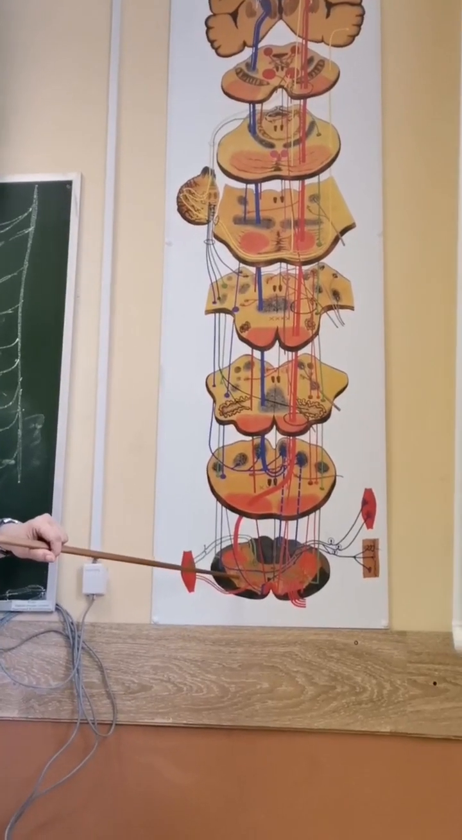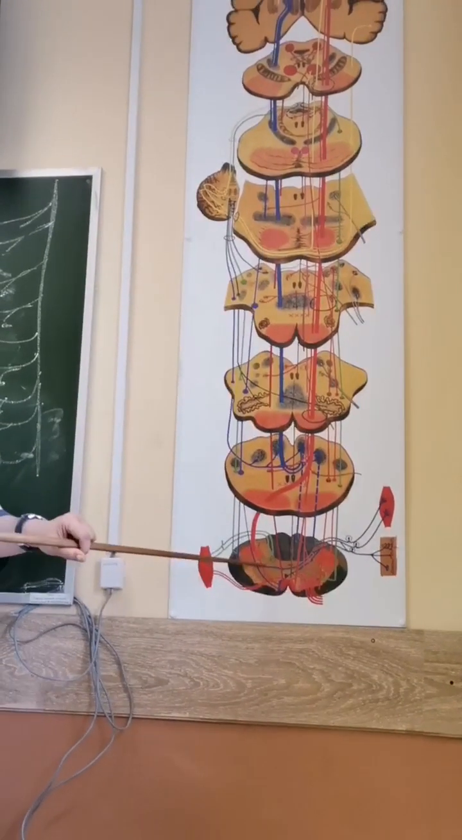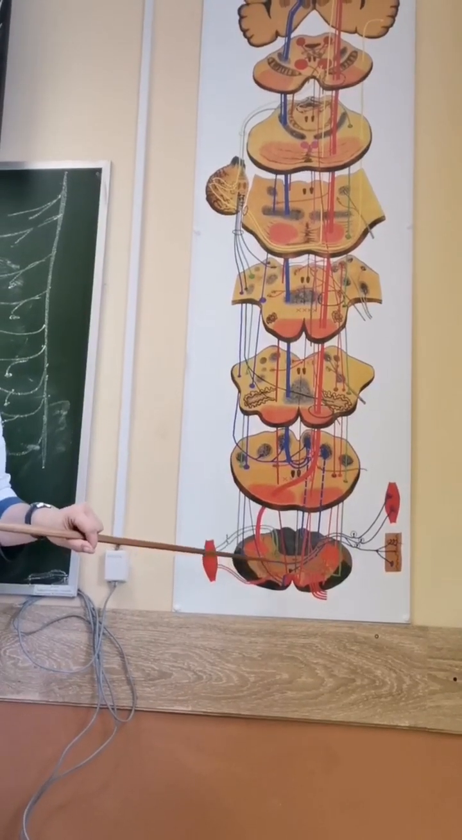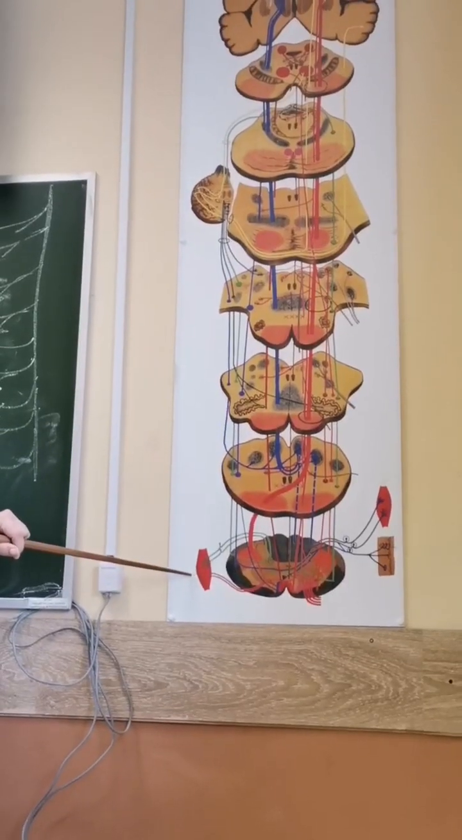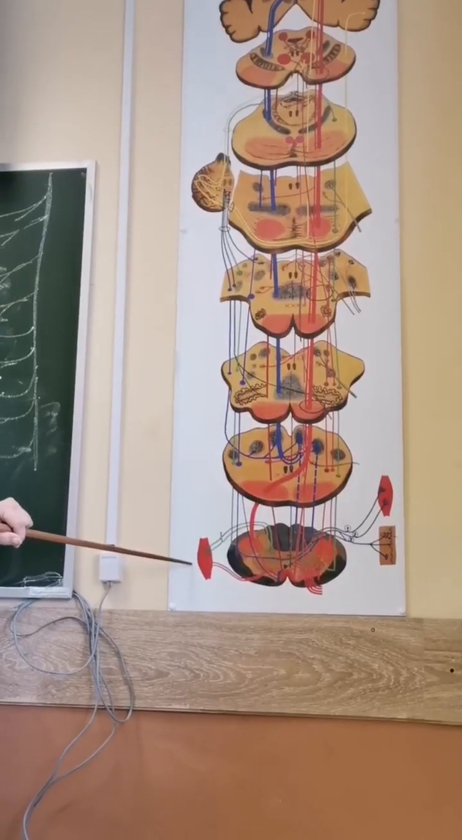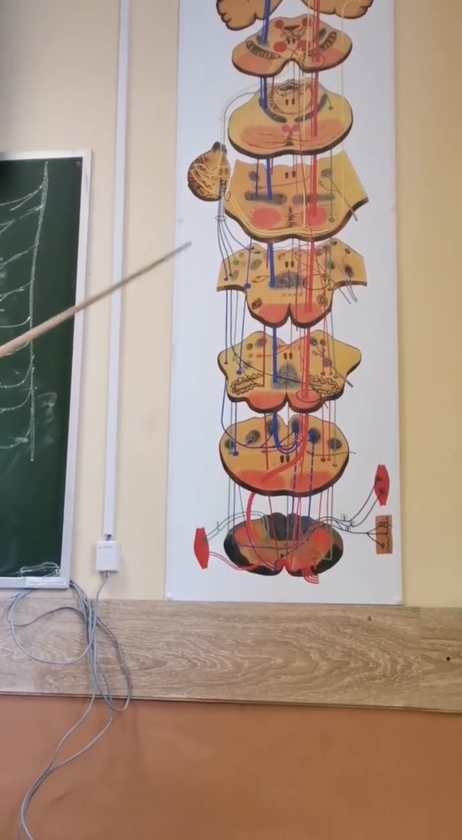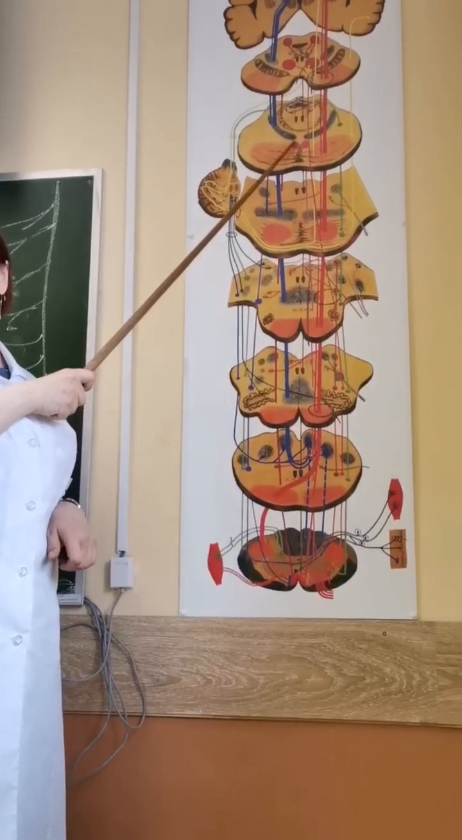Anterior horn contains the motor nuclei, and the axons switch to the motor nuclei, the second neurons. Axons of the second neurons form the anterior roots, spinal nerves, and supply the muscles. The second tract, extrapyramidal. The next tract, the reticulospinal tract.